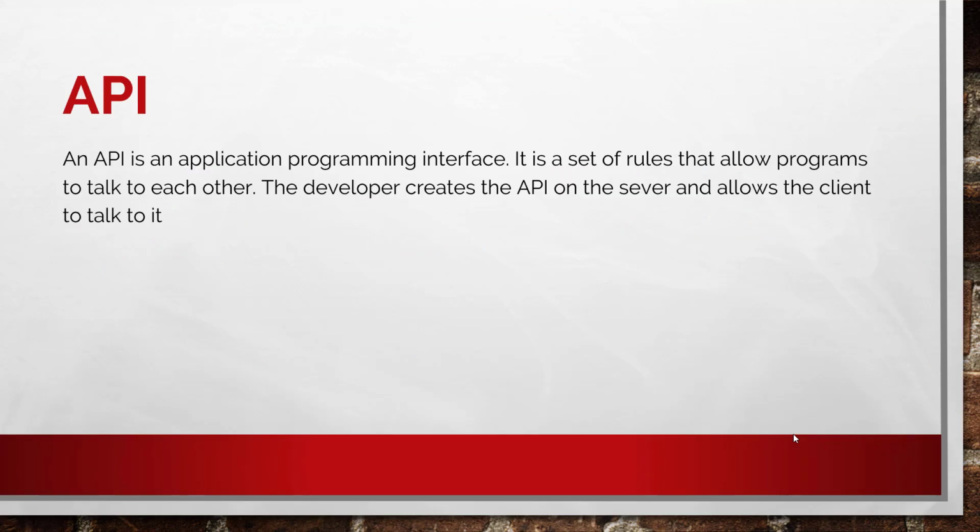Now API. An API is an application programming interface. It's a set of rules that allow programs to talk to each other. Now, it's simply a contract between two software. The developer creates the API on the server and allows the clients to talk to it. Just that, it's a contract between two software, the server and the client. The client makes a request, the server sends back a response. So that's kind of what an API is.